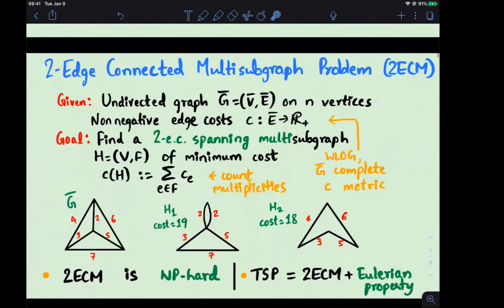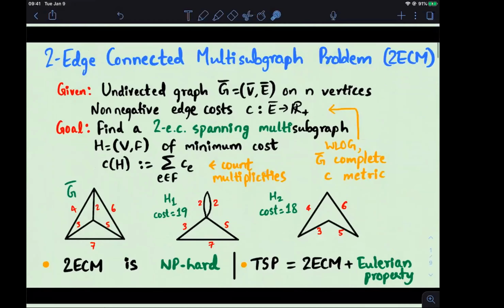Let me start with the problem formulation. In the 2-edge connected multi-subgraph problem, we are given an undirected graph G bar on n vertices, and we are given non-negative costs on the edges. Our goal is to find a 2-edge connected spanning multi-subgraph of minimum cost. Here, spanning means that we want to span all vertices, and multi-subgraph means that we are allowed to use more than one copy of an edge.